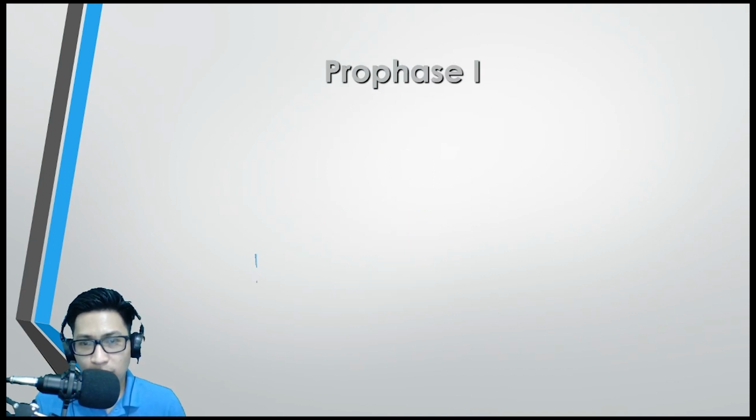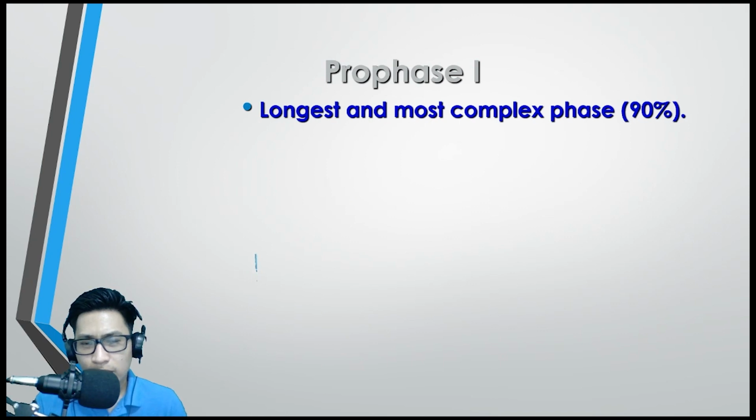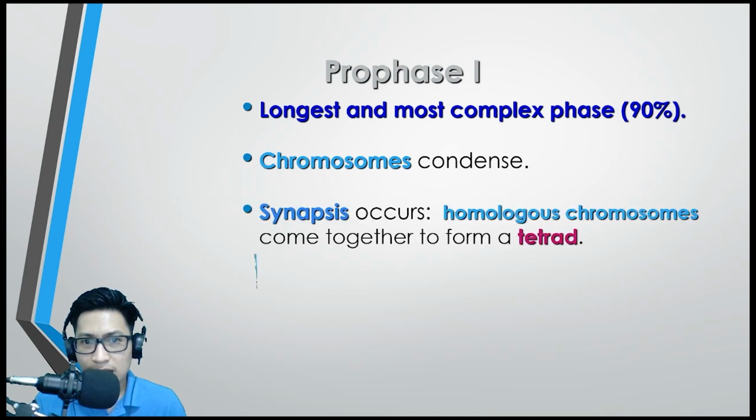Let's talk about prophase 1. Prophase 1 is considered the longest and most complex phase, and it takes up 90% of the whole process of cell division. The chromosomes condense. And synapsis occurs, or what we call the homologous chromosomes come together to form a tetrad.